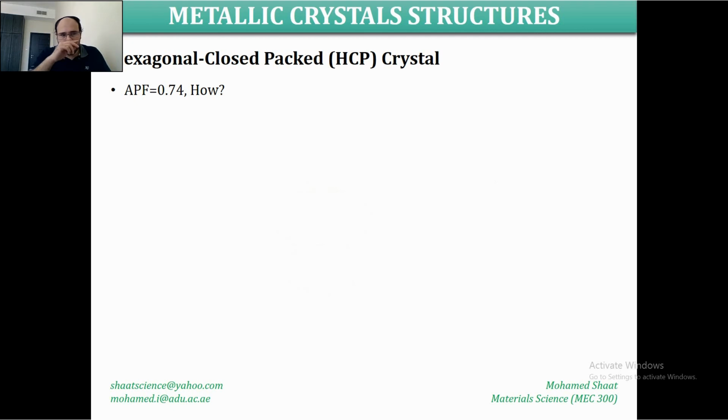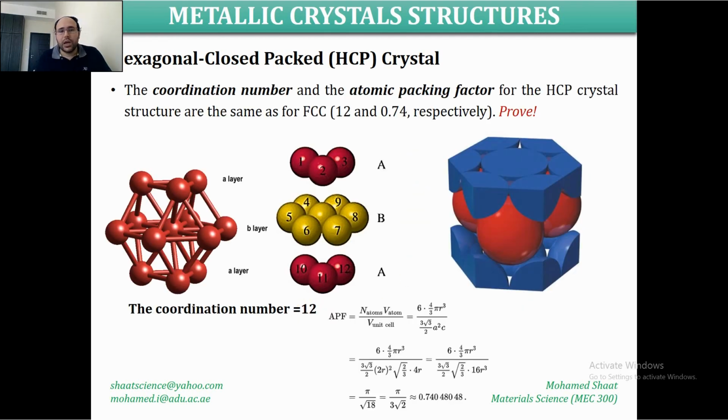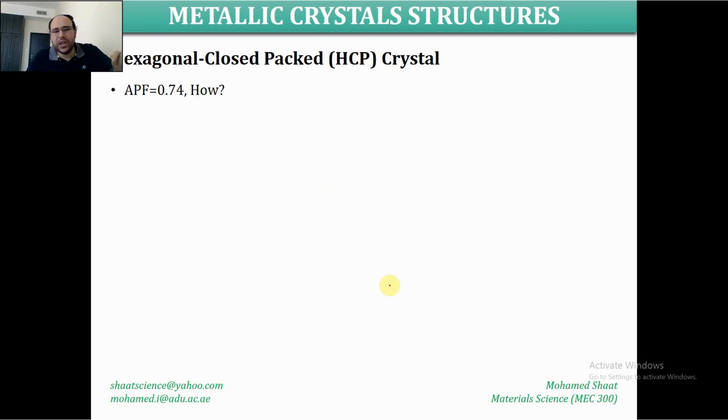Now let us move to the calculation for the atomic packing factor. The atomic packing factor for the HCP crystal structure is identical. It is the same value as the FCC crystal structure, but definitely we're still talking about a different crystal structure. So what the FCC and HCP crystal structures have in common is the coordination number, which is 12 in both, and the atomic packing factor is exactly the same, 0.74. It is just by chance for these two crystal structures, but they are still two different crystal structures.